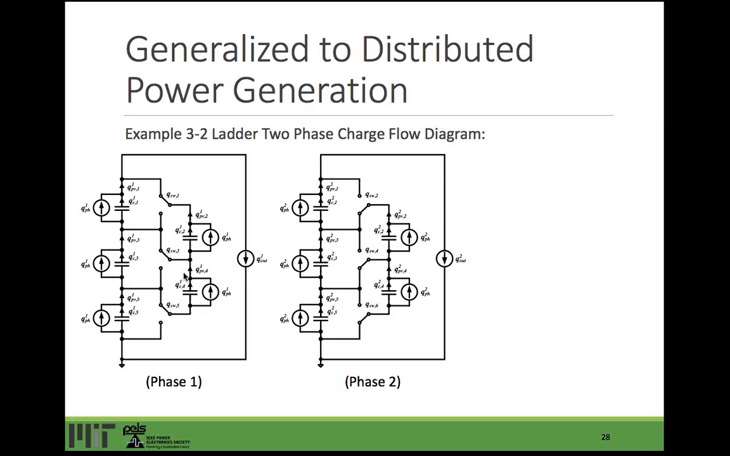There are 2 phases of operation. In phase 1, the up switches are active, and in phase 2, the down switches are active. Charge flows are labeled for each component, where the subscript denotes the component type and its index, and the superscript denotes the different phase of operation. So for example, QC1 of 1 denotes charge flow out of the diffusion capacitor of the first solar cell in phase 1, and QPH2 of 2 denotes the charge flow out of the second solar cell in phase 2.